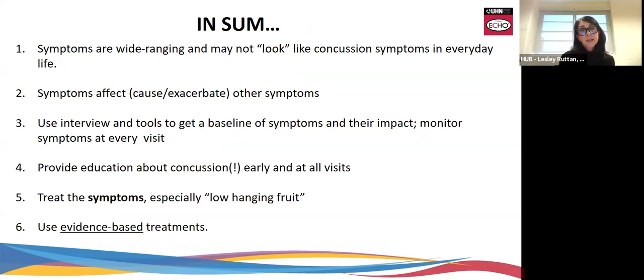So to sum up, symptoms are wide-ranging and may not look like concussion symptoms in everyday life. Symptoms in and of themselves can actually cause or exacerbate other symptoms. So as a result, we really want to use the interview and tools to get a baseline of symptoms and their impact, and then to monitor those over time. We want to provide education about concussion early on and continue to repeat it. We want to treat the symptoms, especially those like pain, headache pain, sleep, and mood. And then finally, use evidence-based treatments.